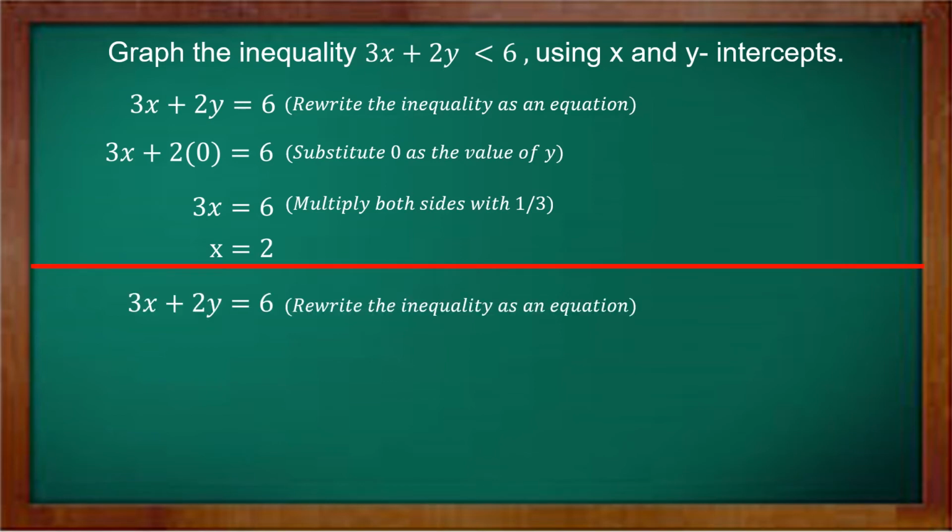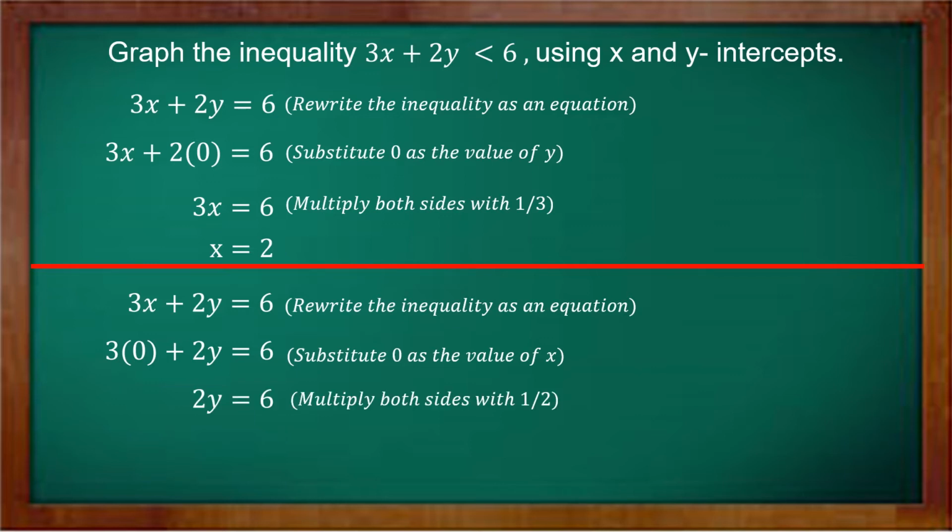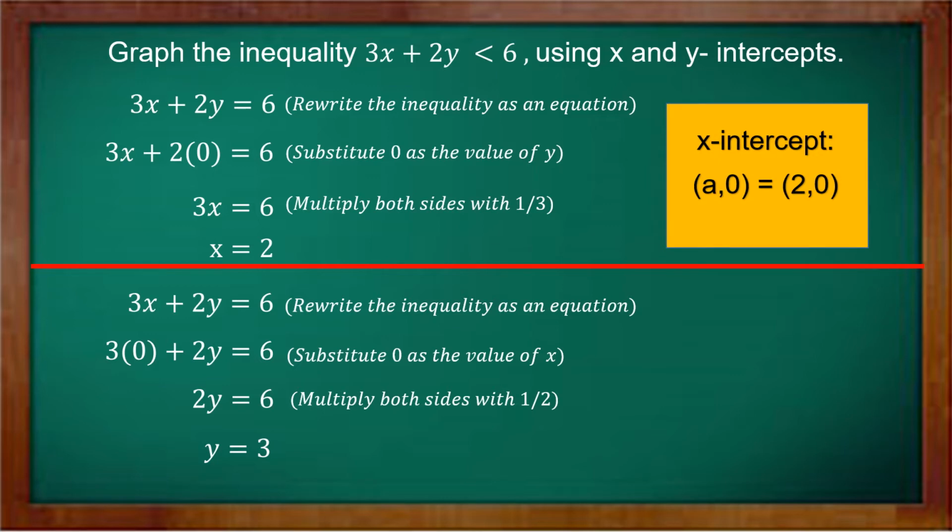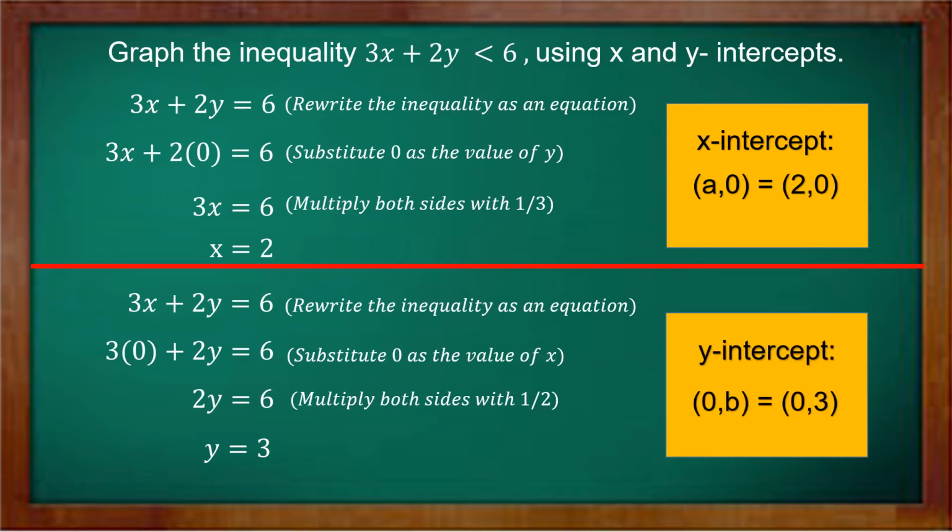For the y-intercept, it is the same procedure. We will rewrite the inequality into an equation. And then, this time, we will substitute 0 as the value of x since we are going to find the value of y. Again, by doing the multiplicative inverse property, we will multiply both sides by 1/2. So we arrived at the value of y, which is 3. Now we have the x-intercept, which is (2, 0), and the y-intercept, (0, 3).